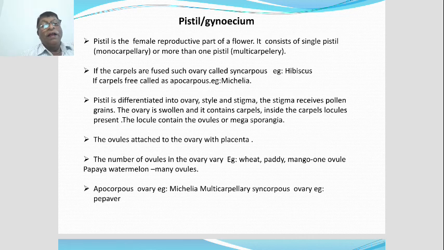Okay. Now, apocarpous ovary, example, Michelia. Multicarpellary, syncarpous ovary, example, Papaver. So that's all about pistil, gynoecium. Okay.